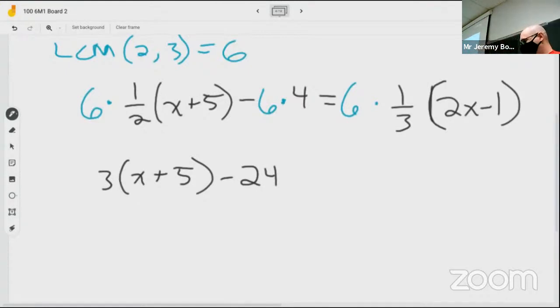All right, right-hand side. The 6 and the 3 were reduced. We'll be left with a what? 2. 2 times 1 is just 2. So we'll have 2 times 2x minus 1, which we'll distribute next.